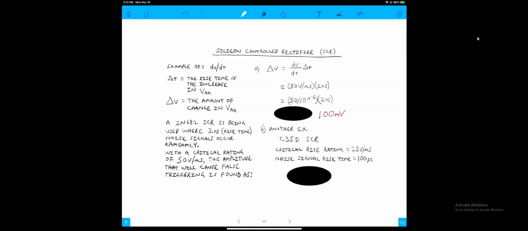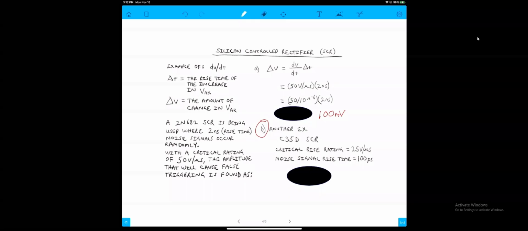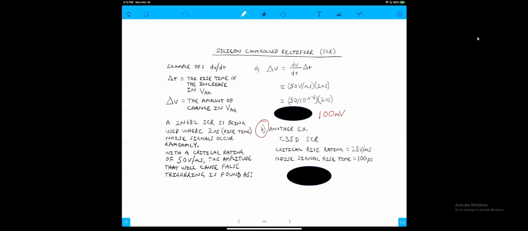All right, let's do one more here. Let's do B. You have another SCR, a C35D, and the critical rise rating on this one is 25 volts per microsecond, and the noise signal rise time is 100, what is that? Picoseconds? Negative 12, picoseconds, right? That's correct. So what would be my false triggering voltage?